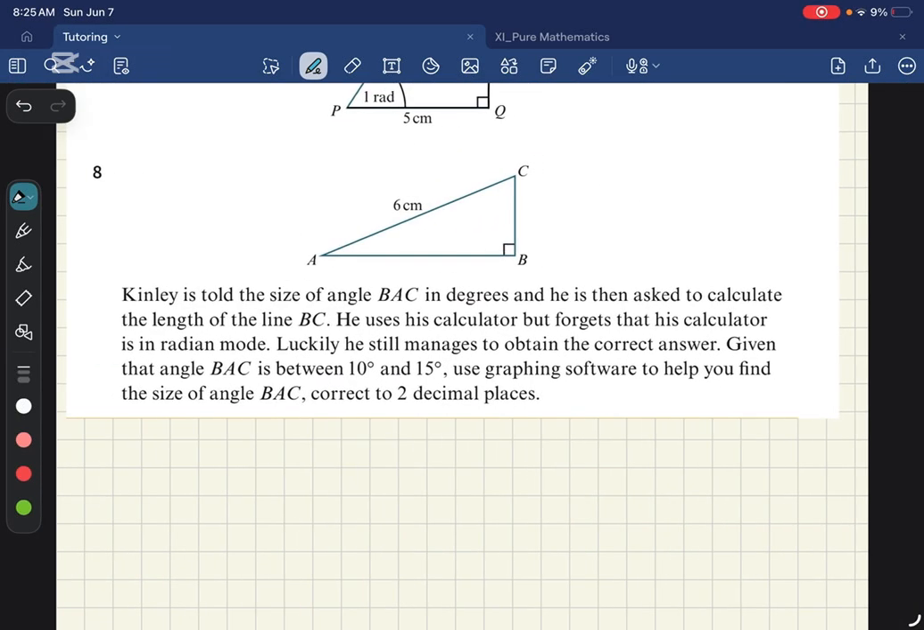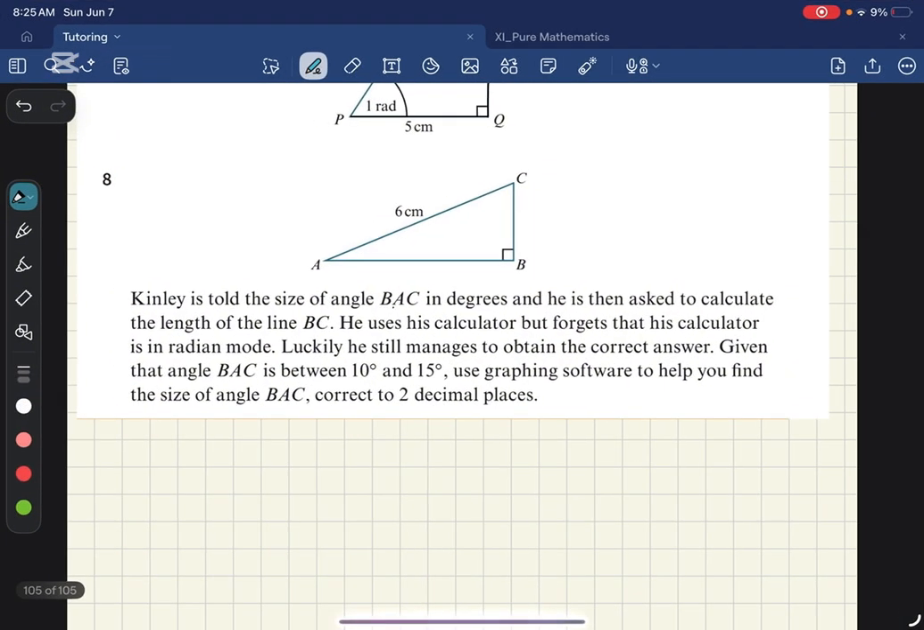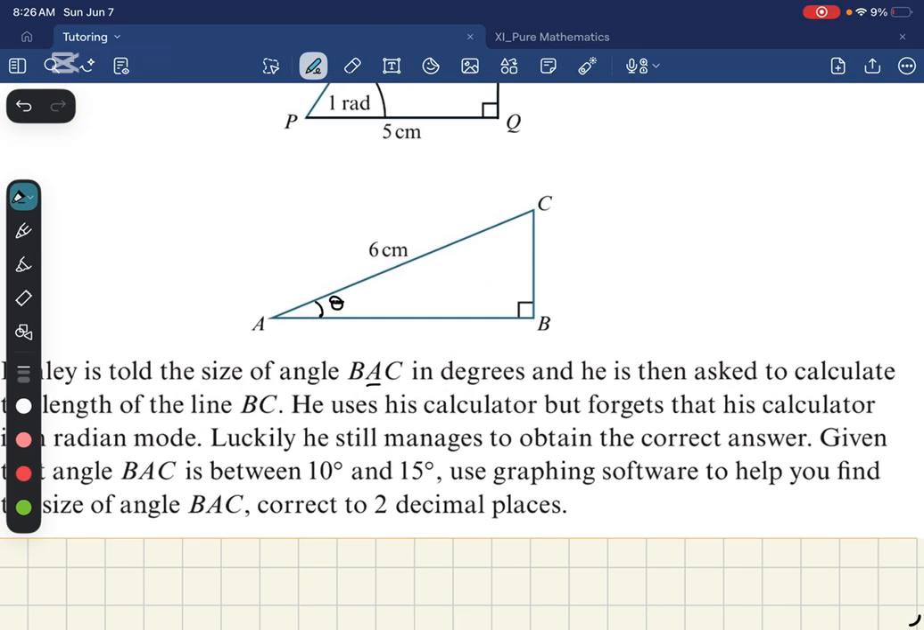For the last question, Kinley is told the size of angle BAC. BAC, A is in the middle, so it's this angle. And he's then asked to calculate the length of line BC. Now let's look at BC. Let's look at our SOH CAH TOA again. So remembering some basic trigonometry from grade 10 or 9.